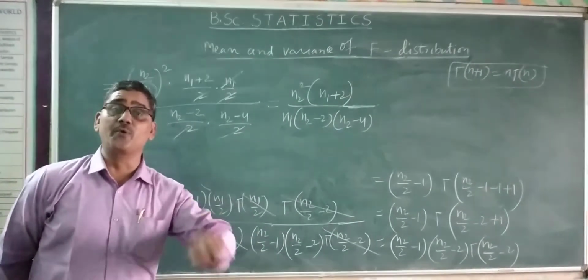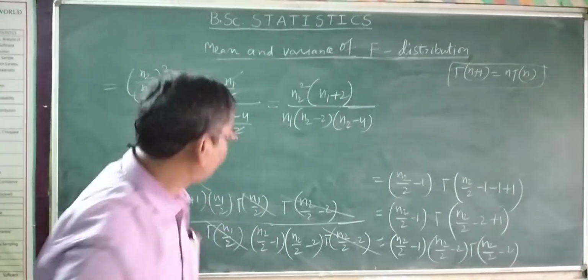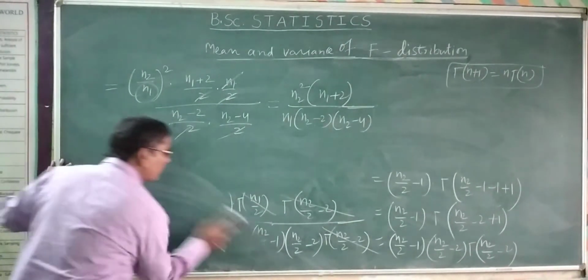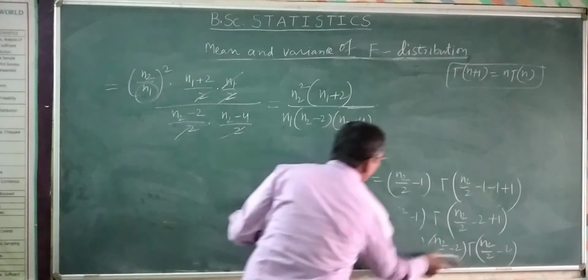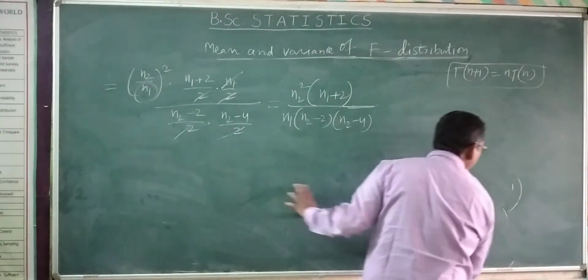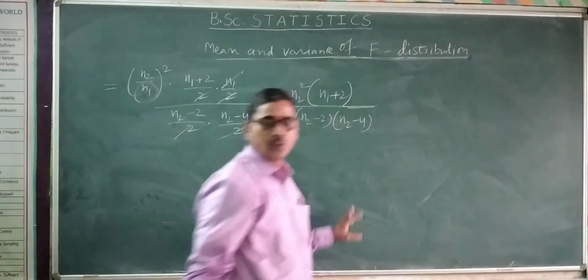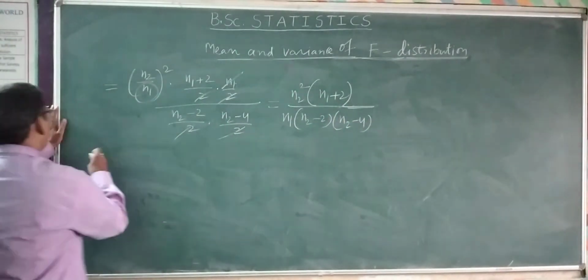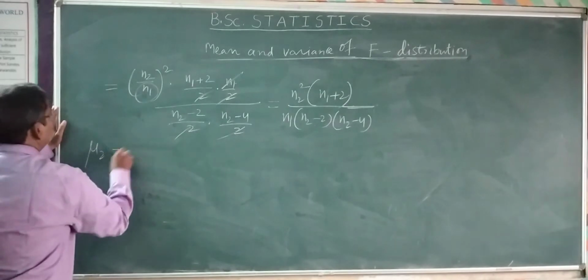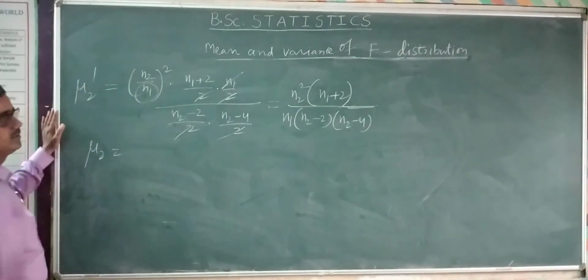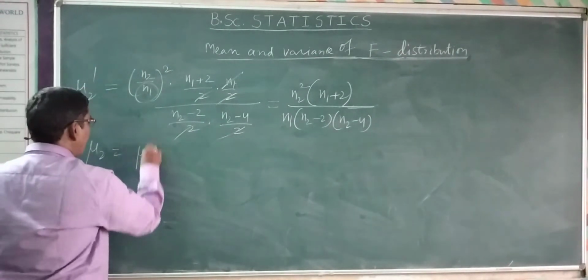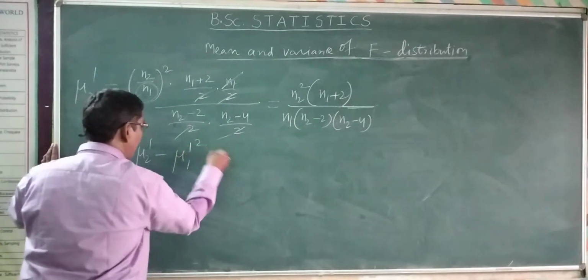The variance is mu2. Now we calculate variance, right? Hope you understand. So once you have calculated mu1 dash and mu2 dash, now we can calculate mu2. What is the formula of mu2? mu2 is mu2 dash minus mu1 dash whole square.